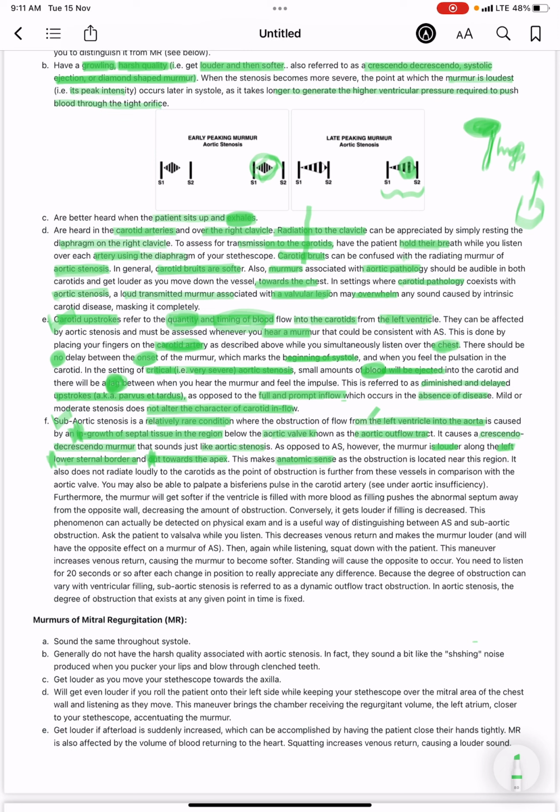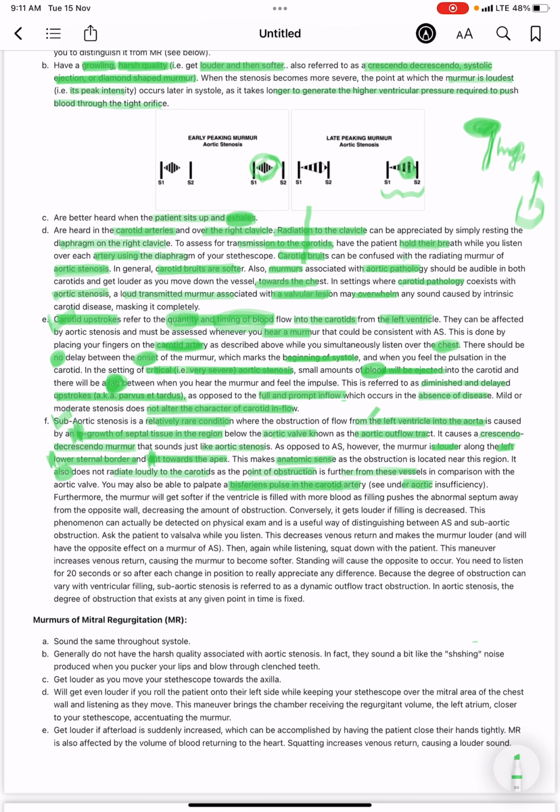It also does not radiate loudly to the carotids because the point of obstruction is further from these vessels in comparison with the aortic valve. You may also be able to palpate a bisferiens pulse in the carotid artery. Bisferiens pulse is seen in aortic insufficiency.